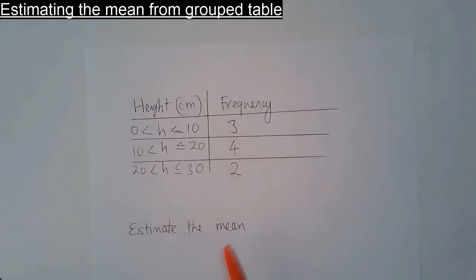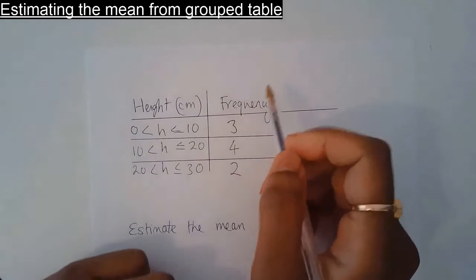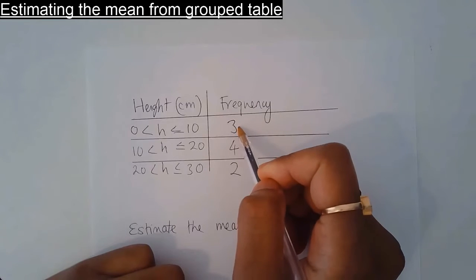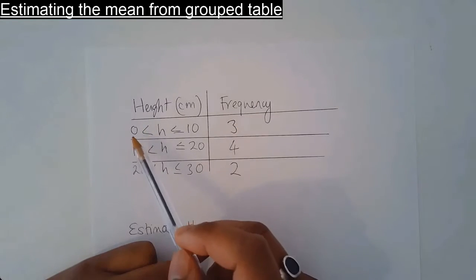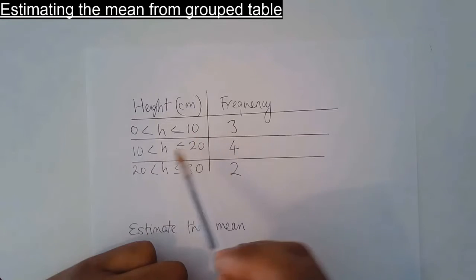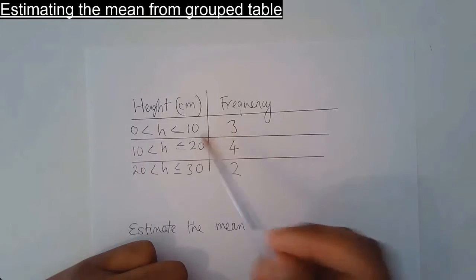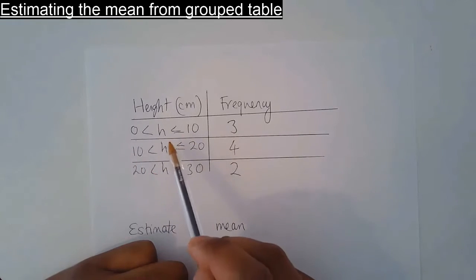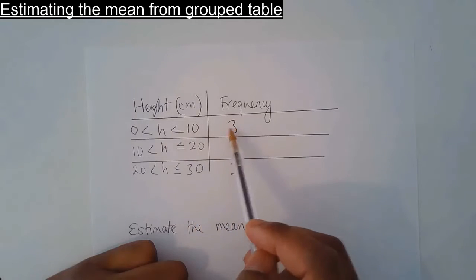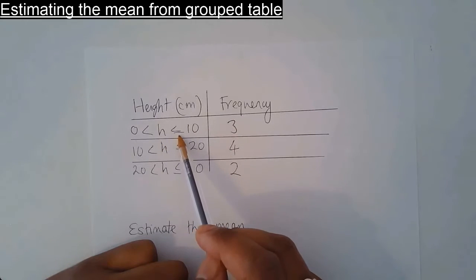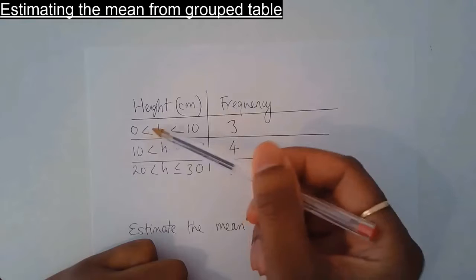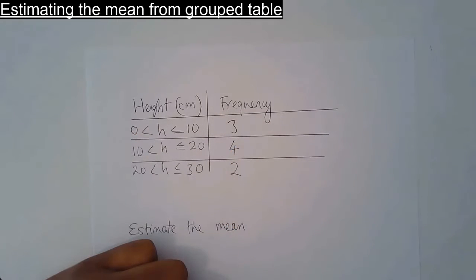I'm going to estimate the mean from this grouped table. This means there are 3 plants between a height of 0 and 10 centimeters, 4 plants between a height of 10 and 20 centimeters, and so on. Or to be more precise, there are 3 plants that have a height of less than or equal to 10 but bigger than 0 centimeters.